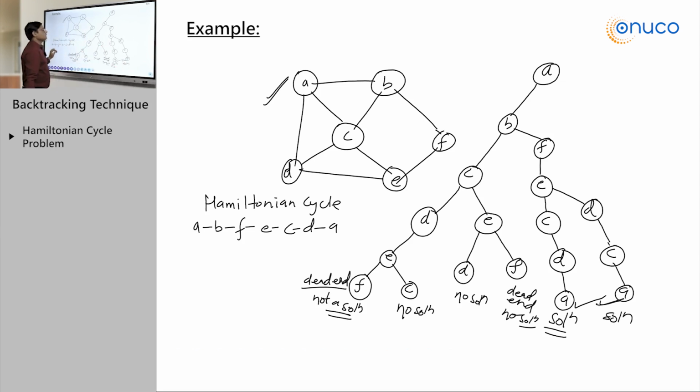Because you have visited the remaining nodes exactly once, except the starting node. So A to B, B to F, F to E, E to D, D to C, and C to A. So we got it, the second answer. Right?